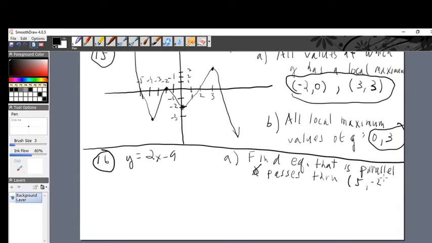It's supposed to be parallel. If it's supposed to be parallel to this, this is y equals mx plus b. We don't even have to isolate y. It's already isolated for us. What is the slope? The coefficient of x. What's the slope? 2.